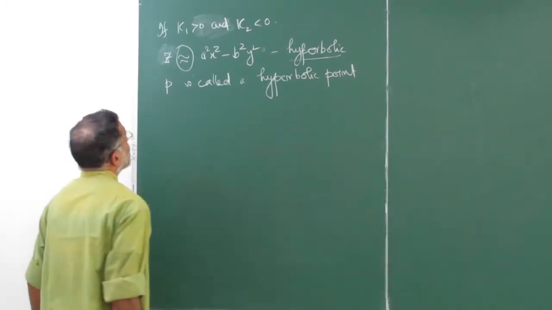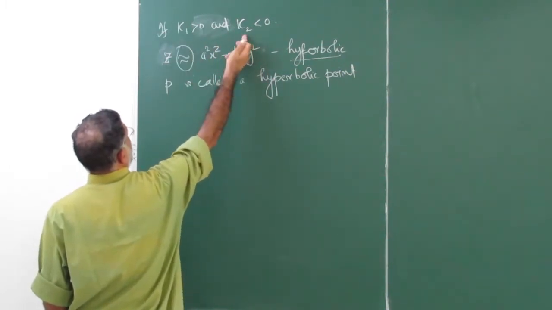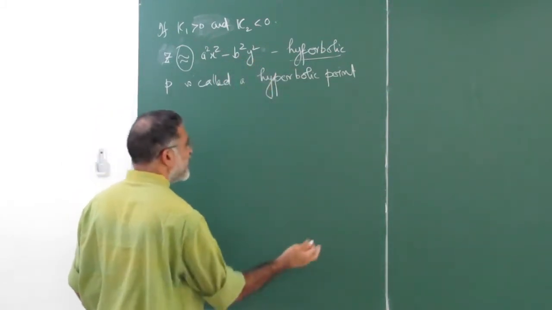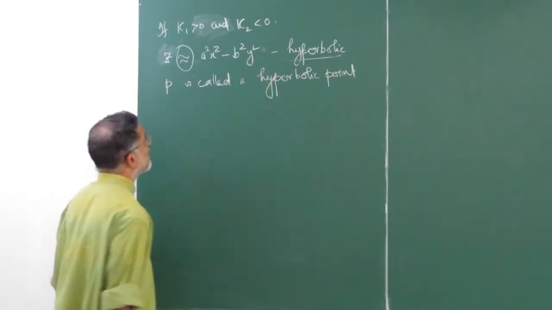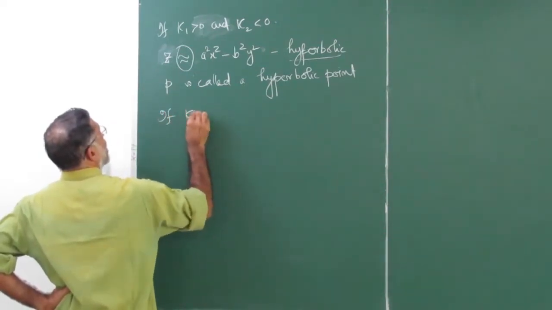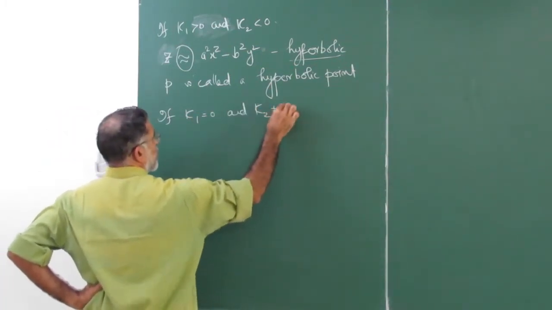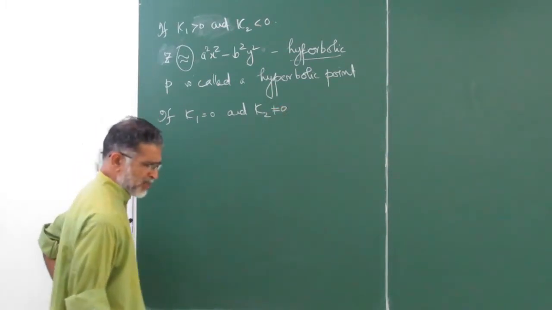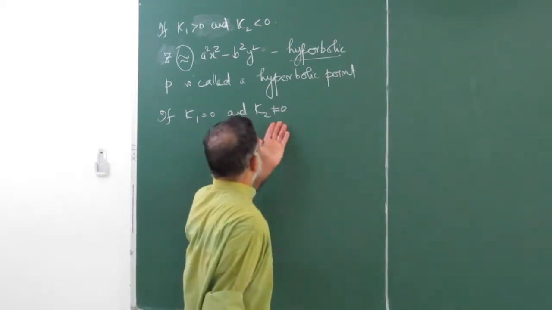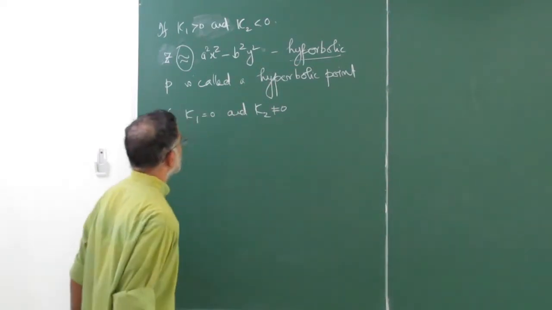Now, the third case. Whether it is k1 positive, k2 negative, or k1 negative, k2 positive is irrelevant, it will be minus a square x square plus b square y square. It's just a change of coordinates. So that's the same. Now if one of them is 0 and k2 is not equal to 0, whether it is positive or negative is irrelevant, because if it is negative, you can change the normal and make it positive. So don't worry.